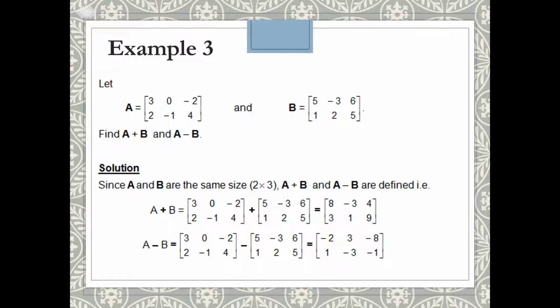Refer to example 3. Given the two matrices A and B, find A plus B and A minus B. As the two matrices A and B having the same size, which are 2 by 3, A plus B and A minus B are defined as follows. A plus B is obtained by adding the corresponding element in both A and B, as A minus B is obtained by subtracting the corresponding element in A and B.